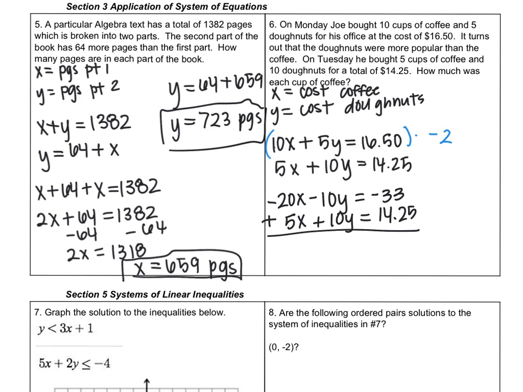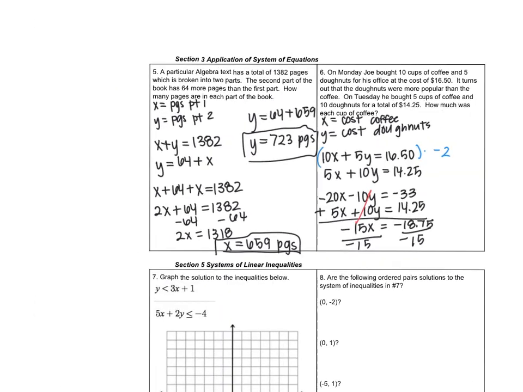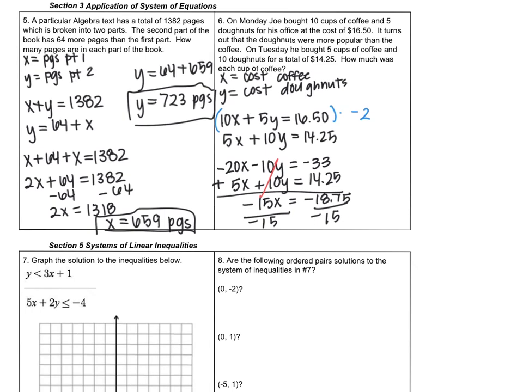We're going to add the equations together. This time the y's will cancel. Negative 20x plus 5x is negative 15x, and negative 33 plus 1425 is negative 1875. Dividing both sides by negative 15, we get that a cup of coffee costs $1.25. And if I needed to, I could solve for the cost of a donut.